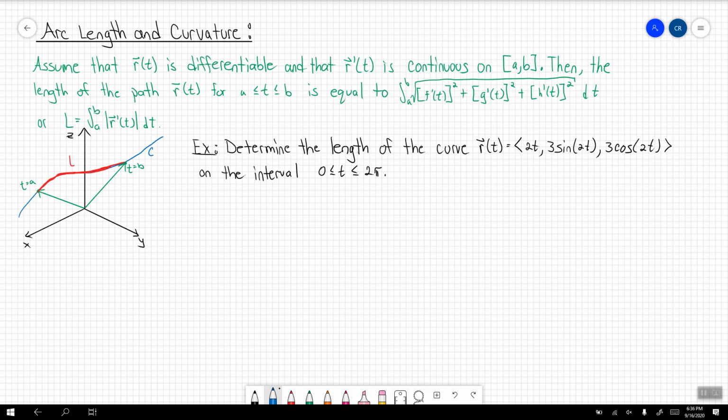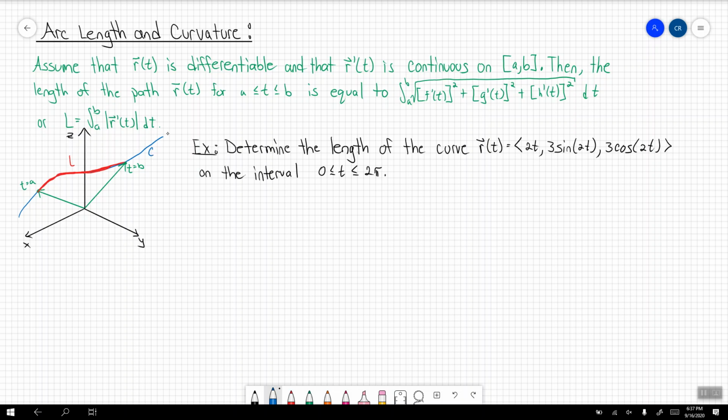going to be equal to the integral from a to b of the square root of the sum of the squares of each individual component for r of t. Or in other words, it's going to be the integral from a to b for the magnitude of r prime of t. Now, on the left of your screen here, I have a depiction for what it is that we're looking for. The arc length L here is denoted by L, and that's this red curve.